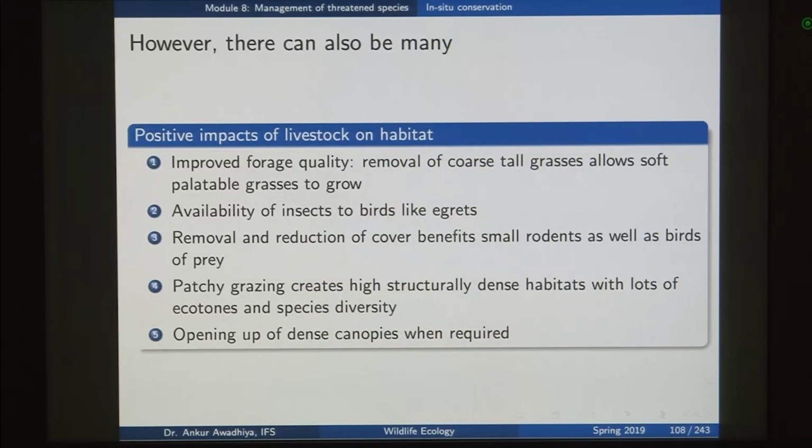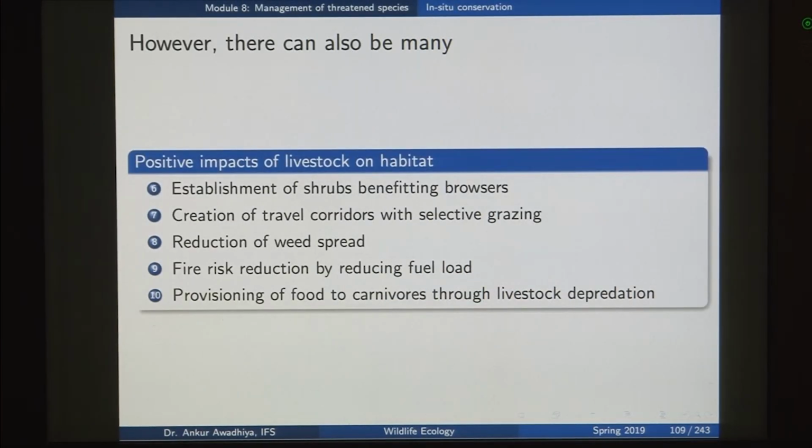Other positive impacts are opening up of dense canopies when required. If you have a very dense canopy, with a number of trees in an area, light is not able to reach the ground. But if you reduce the amount of canopy that is there in an area, sunlight will reach the bottom, which might reduce some pathogens, or might even lead to the growth of some other species. Other positives include establishment of shrubs that benefit browsers, creation of travel corridors with selective grazing, reduction of weed spread, fire risk reduction by reducing fuel load, and provisioning of food to carnivores through livestock depredation.